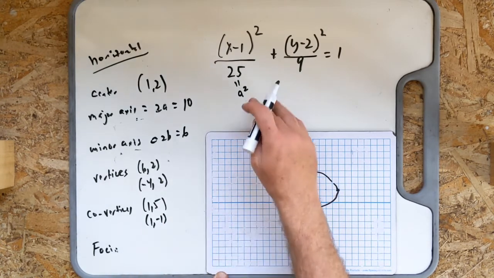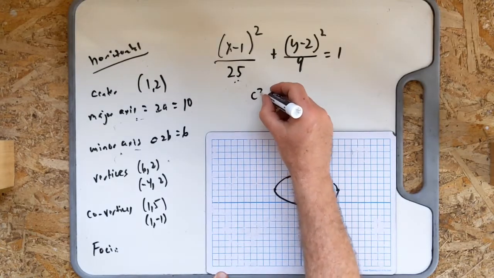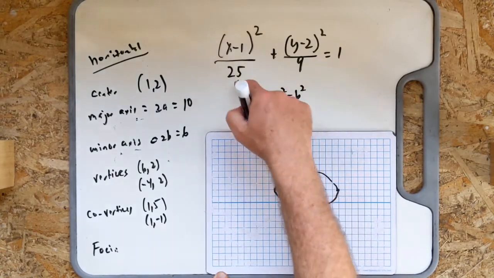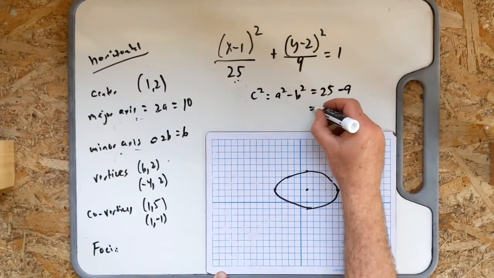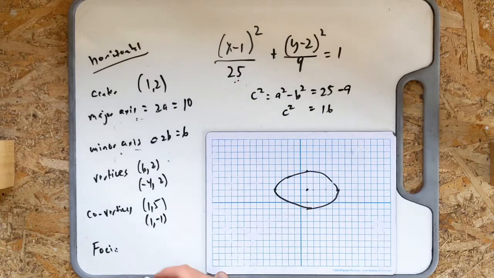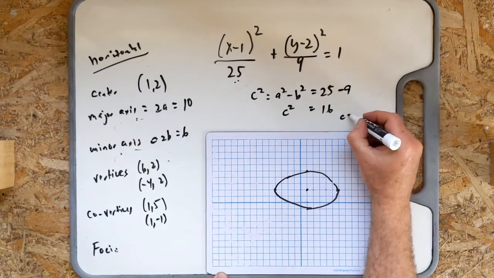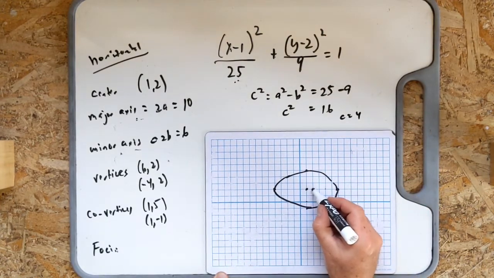And finally, the foci you have to calculate. It's going to be c squared equals a squared minus b squared. And again, a is the bigger one, so this is never negative. 25 minus 9 is 16, and c is just 4. So c is 4, so you count over 4 along the major axis.